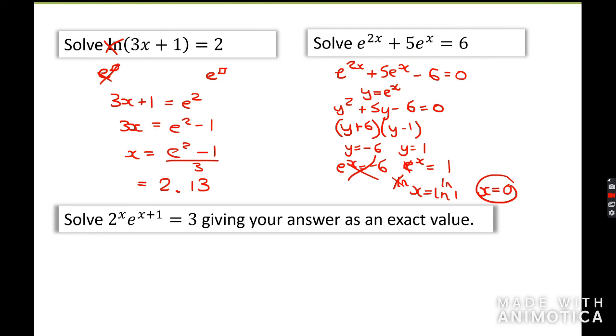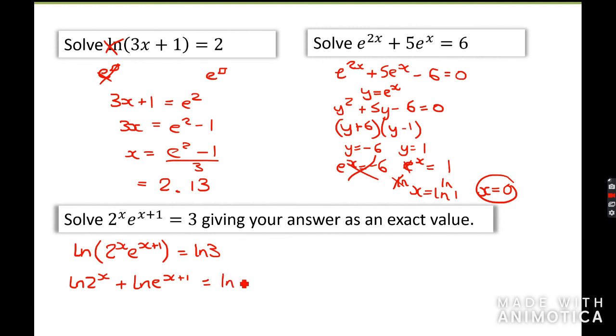Okay. Last one, definitely the hardest. Got to use a bit of our laws of logs as well. Okay, so what we're going to do is we're going to log natural both sides first. So I'm going to have my log natural of 2 to the x e to the x plus 1 equals log natural of 3. Now I'm going to use my log laws to separate these, because the 2 to the x and the e to the x plus 1 are multiplied in here, which means they can be written as two separate logs when I add them.